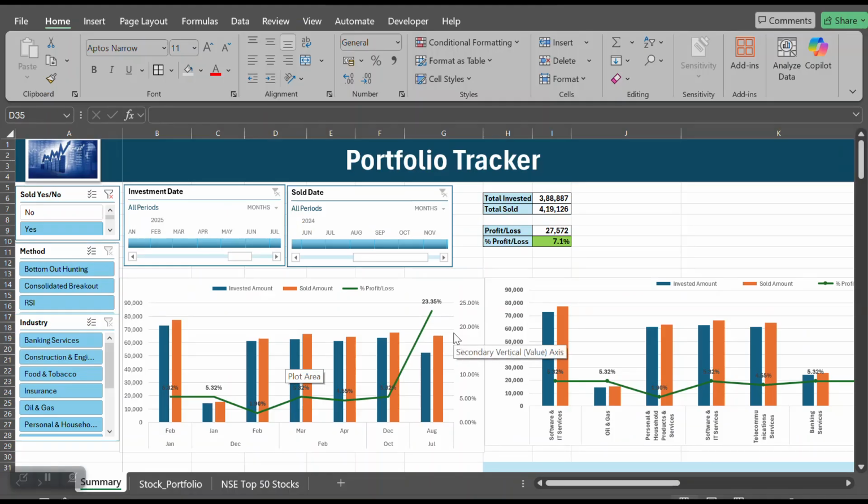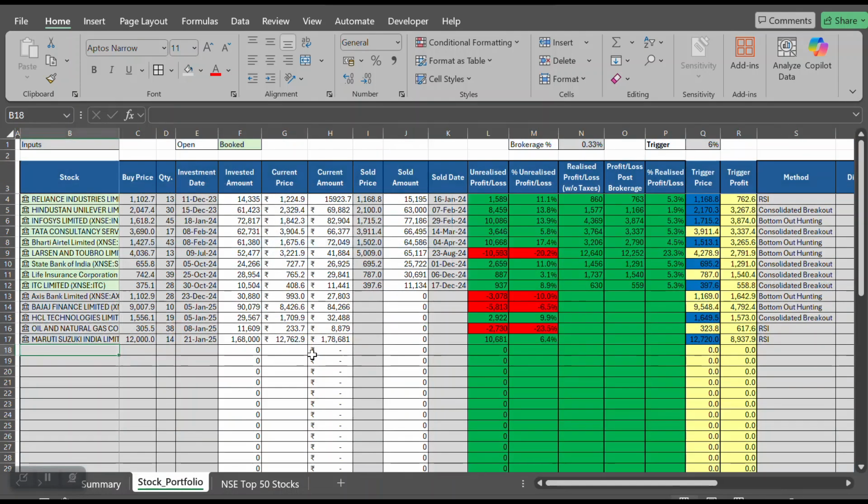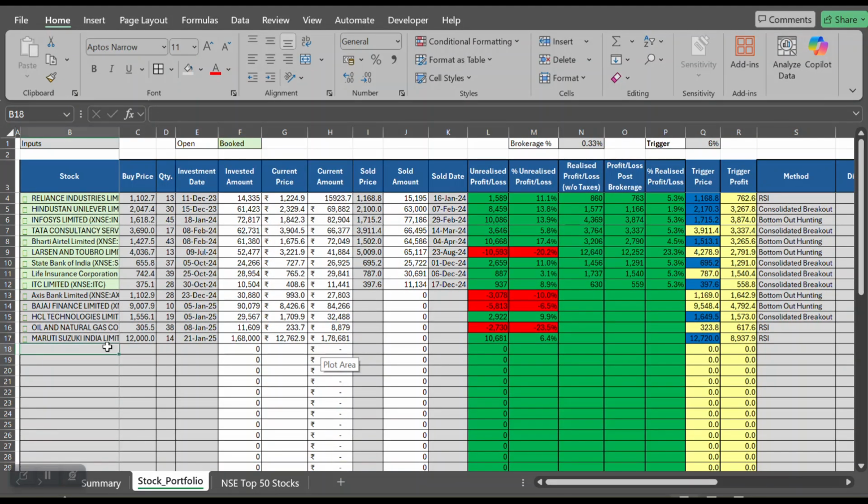To start tracking your stock investment, you need to fill this Excel tab with all your investment details. We'll take one example and show you how to fill this Excel tab. All the gray cells which you see here are the input cells and the white ones are formula driven. The first information you have to fill here is the stock name. Let's assume I have invested in HDFC Bank.